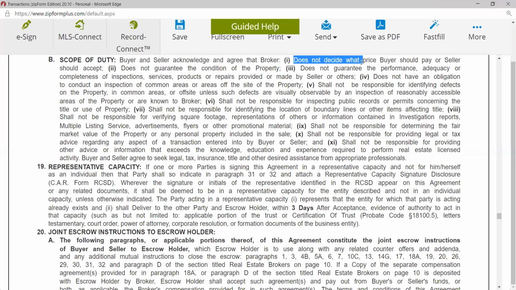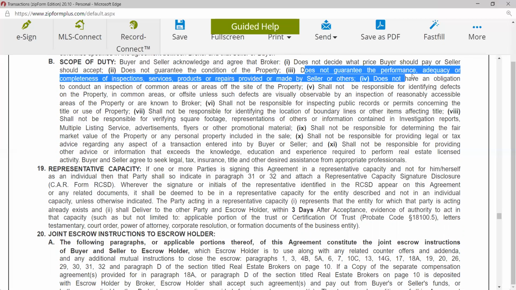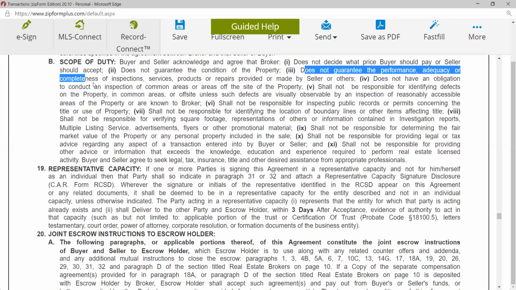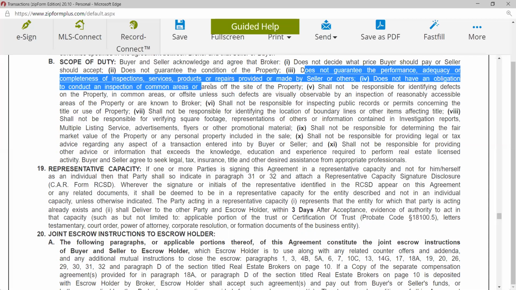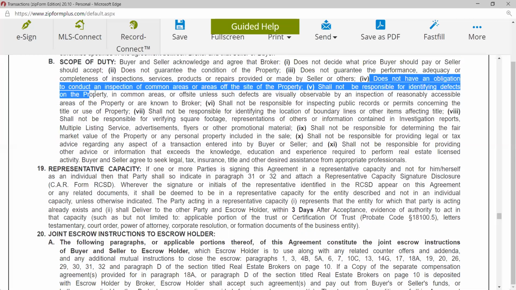And it also does not decide what price buyers should pay or sellers should accept. Does not guarantee the performance, adequacy, or completeness of inspection services, products, or repair provided by the seller or others. Does not have obligation to conduct an inspection of common areas or areas that are off-site of the property. That means only inside the house. Outside the house is out of hand.